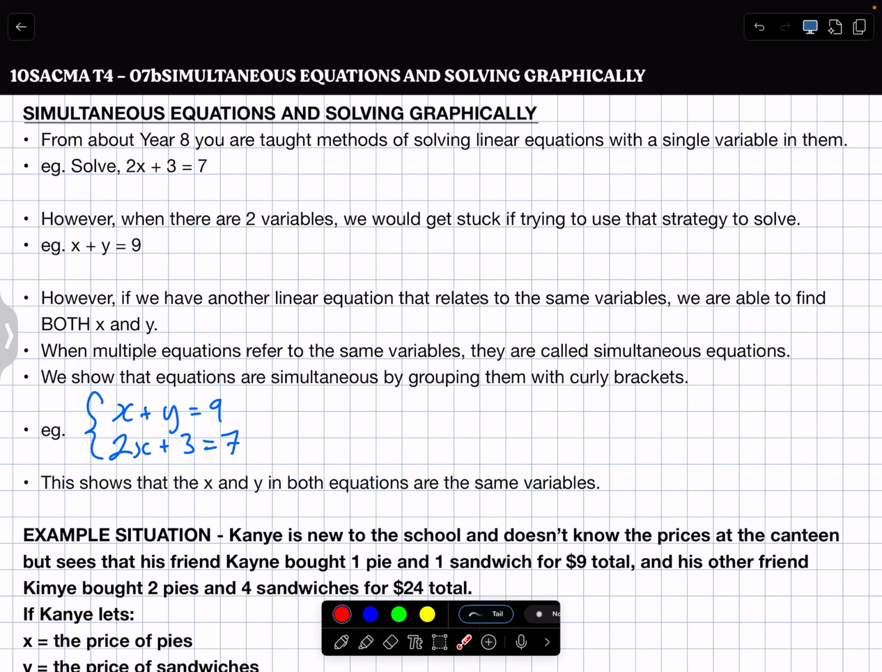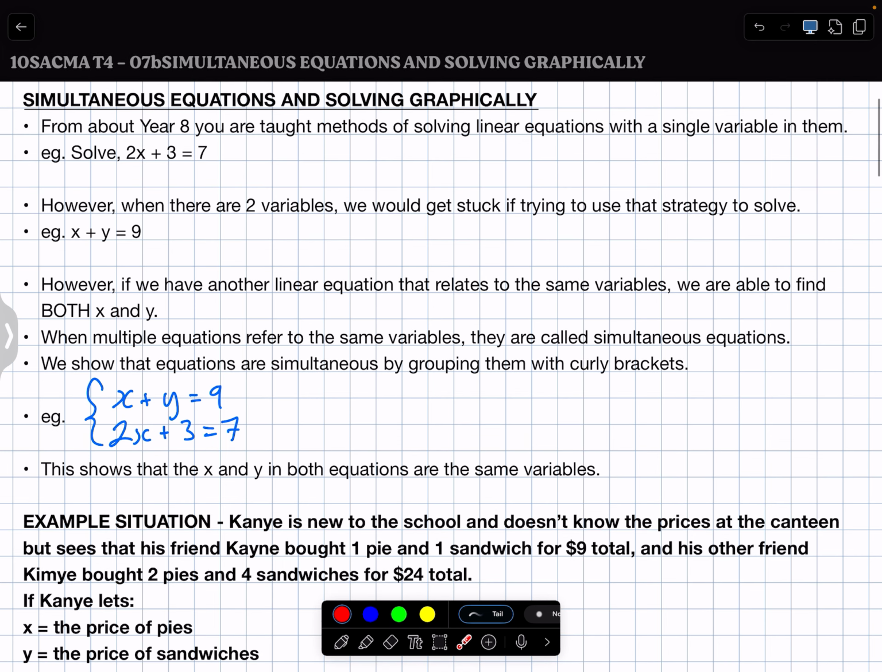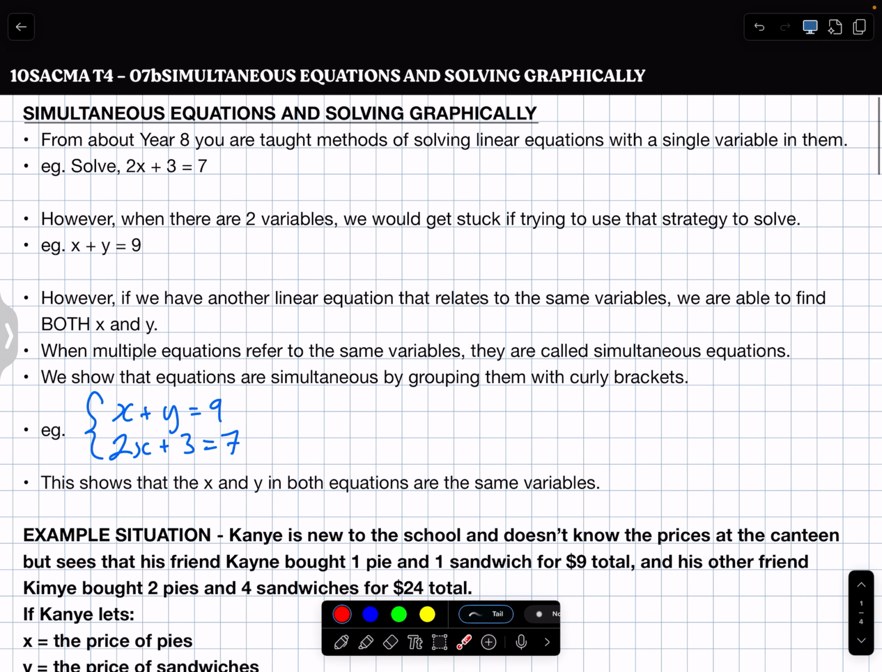From about year 8, and what I taught you at the start of this topic, I showed you how to solve linear equations with one variable in them. So this one here, 2x plus 3 equals 7. How would I find what x is? How would I get rid of the plus 3? Opposite of adding 3. Take 3, so it's going to be 2x is equal to 4. What's the 2 doing to x right now? So what's the opposite of that? So 2x over 2 is equal to 4 over 2, x is going to be 2. That's what we've been doing in the last week or so.